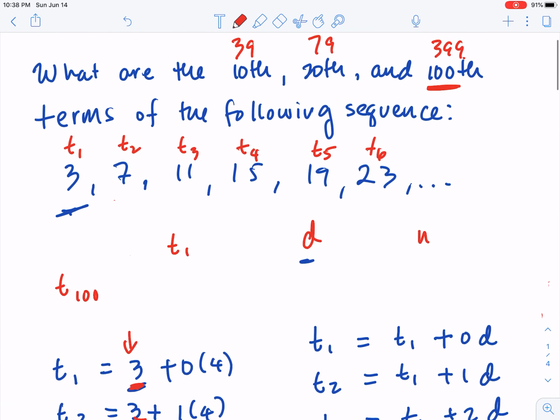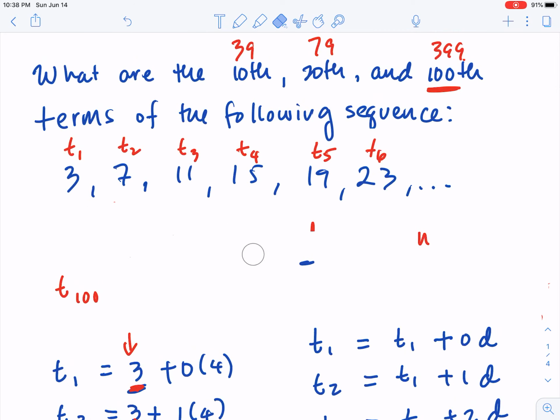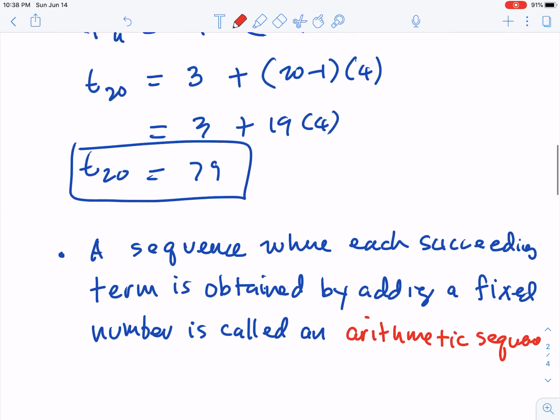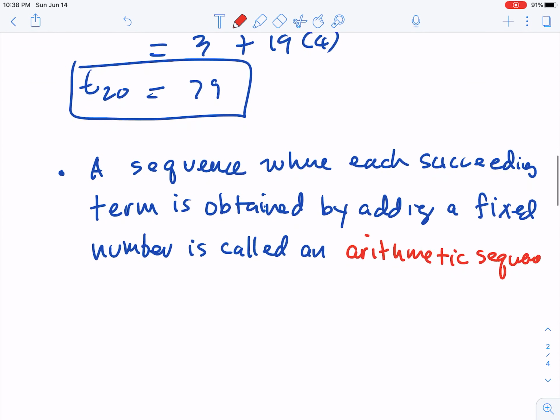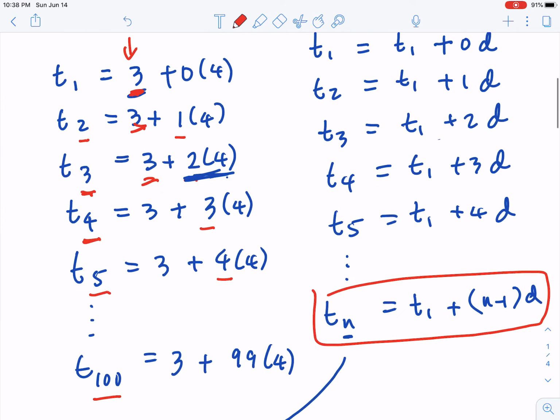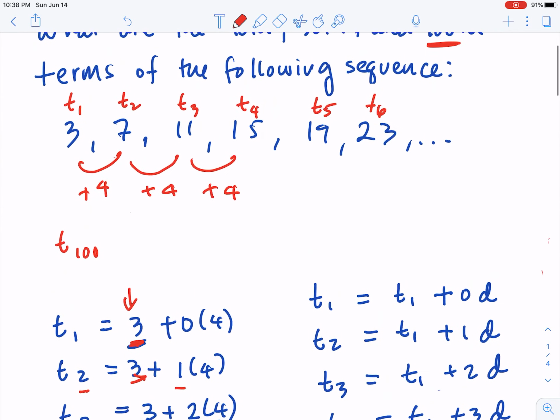Sa bawat term, at in this case, ang fixed number na yon, no, ay yung 4. So, nag-a-add lang tayo ng 4 palagi. Yan yung fixed number na sinasabi niya dito. Remember, each succeeding term, yung susunod na term, is obtained, ay makukuha mo by adding a fixed number. And sa example natin sa ibaba ay, o sa itaas ay, 4.